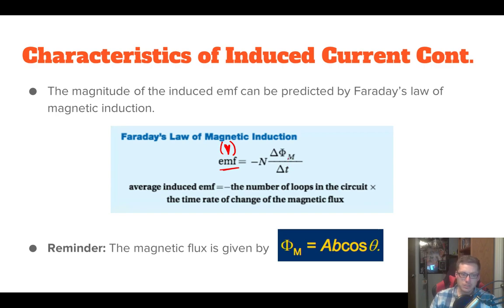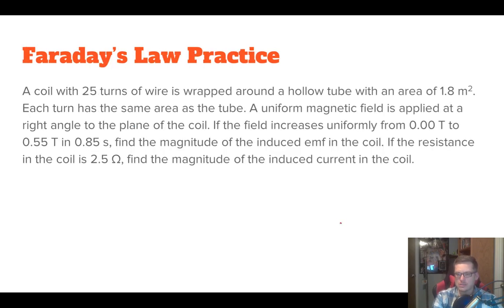Now remember, the change in anything divided by the change in time is referred to as the rate. So essentially, the average induced electromotive force is always equal to the number of turns times the negative rate of change of magnetic flux. And remember, our magnetic flux is given by the formula we gave earlier, A times B times cosine theta. All right, let's try a practice problem here.